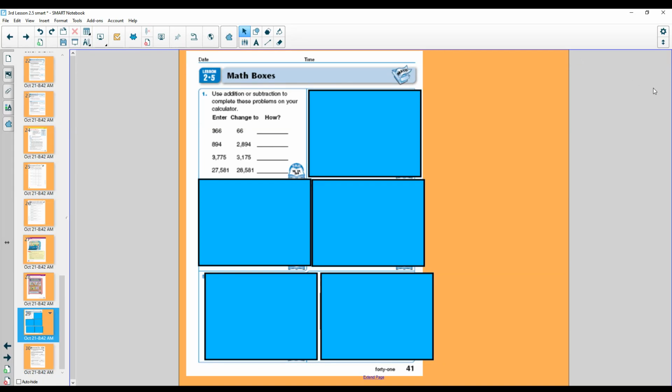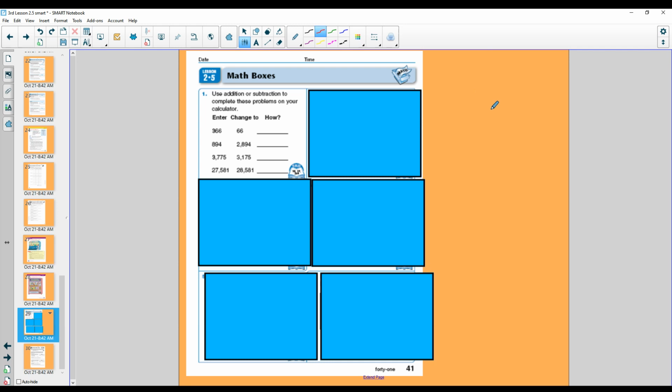Now, what I would like you to do is make sure you try your math boxes by yourself first. And then you can use the video to correct them or get some tips if there's one you didn't know how to do. Then you could do them together, because these are skills that you want to make sure you know how to do.